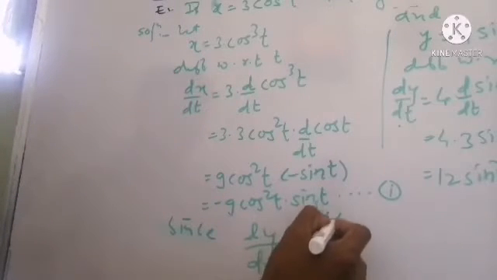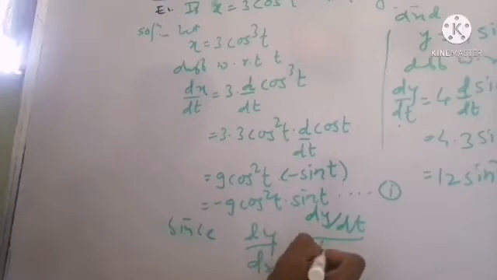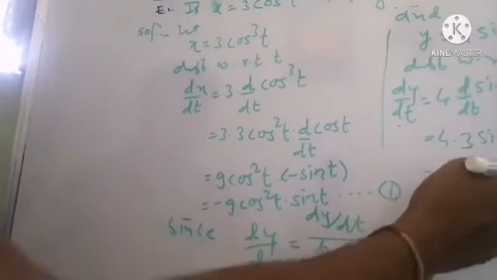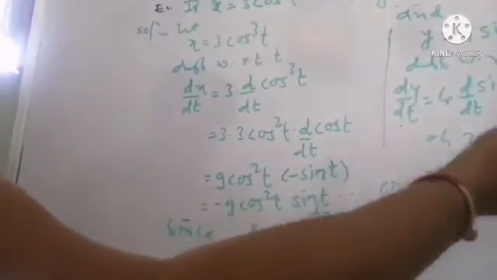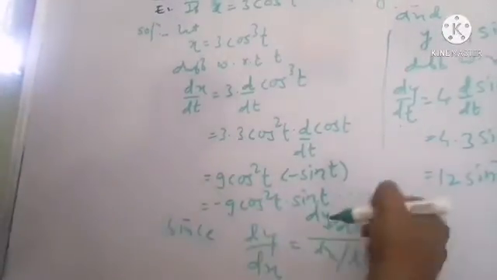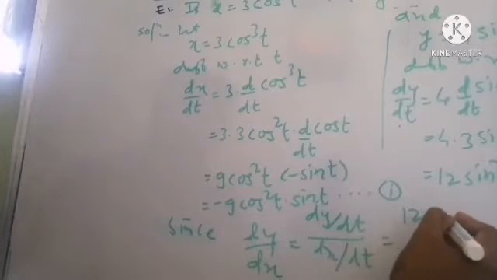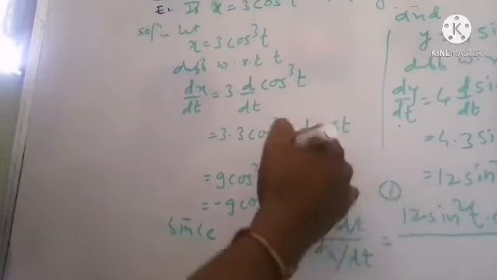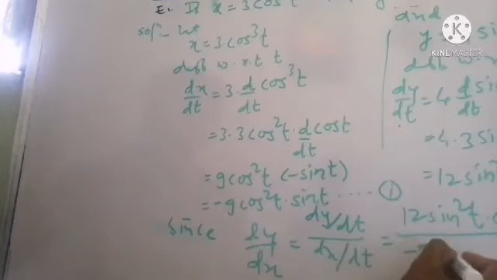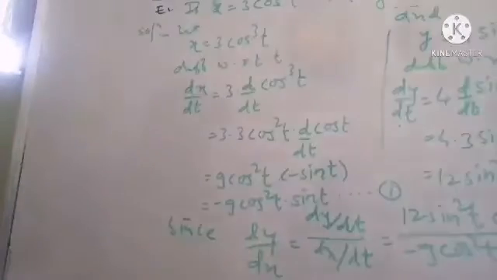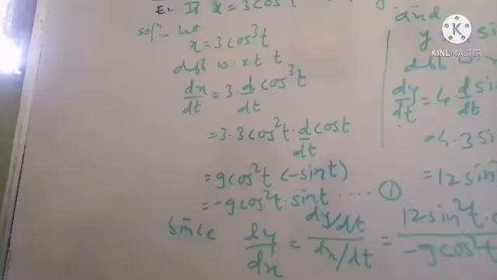dy by dt divided by dx by dt. Now from equation 2, dy by dt, as the second part, we take y with respect to t. So in equation 2 we get dy by dt, that is 12 sin square t cos t, divided by dx by dt in the first part, that is minus 9 cos square t sin t. Do the simplification or leave it as it is.